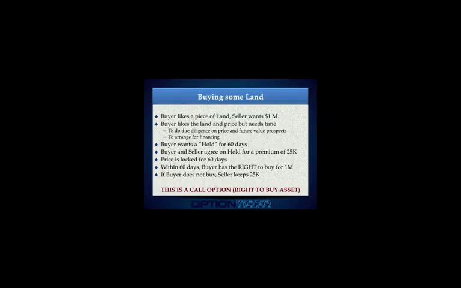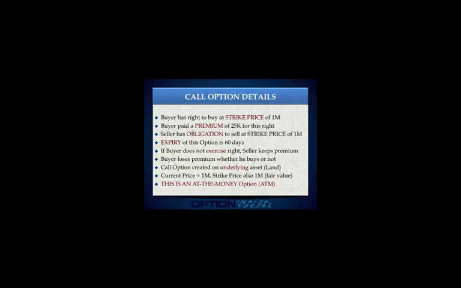Likewise, the seller is obligated to sell this piece of land at $1 million to the buyer within the 60 days. And in return, he receives $25,000 for giving the buyer this right. This is a call option. This is a simple example of a call option. The buyer has just bought a call option.